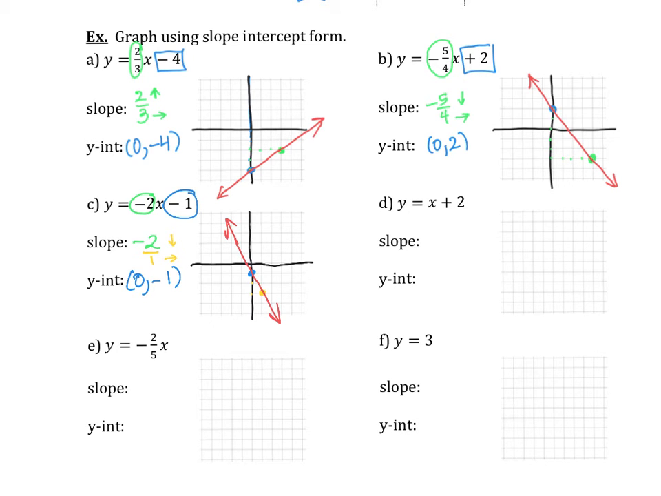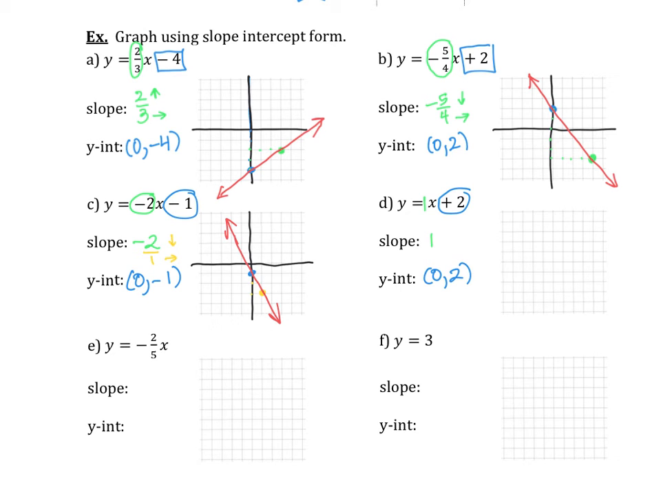Okay, for D, y = x + 2. It's in slope-intercept form. Let's see. y equals, there's no number in front of the x. But there is an x, which means there's really one x. So my slope is 1. And my y-intercept is positive 2.